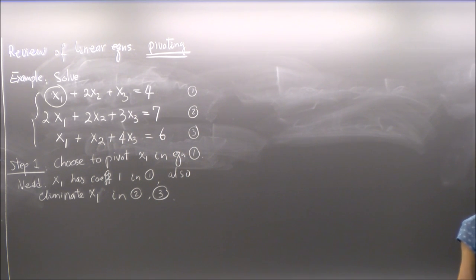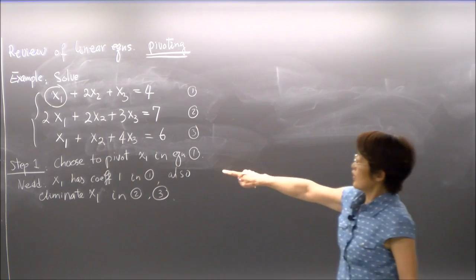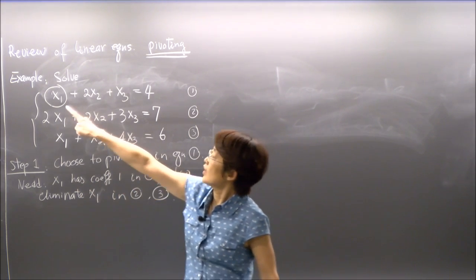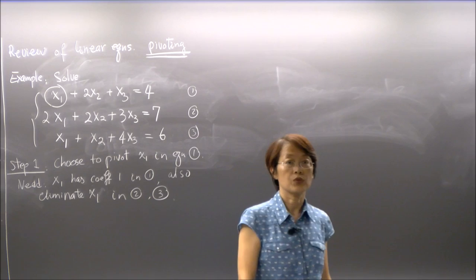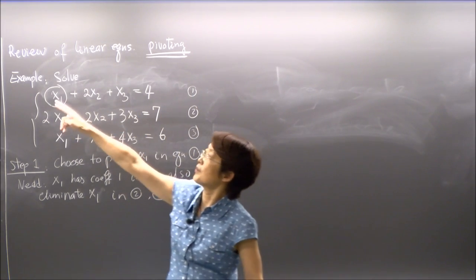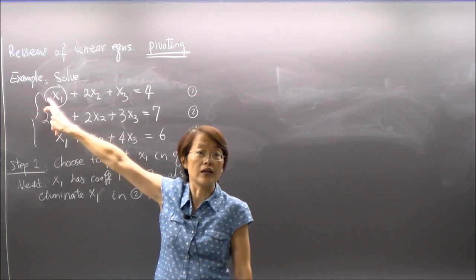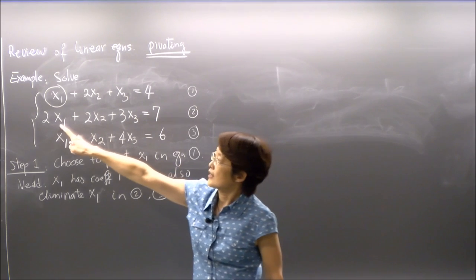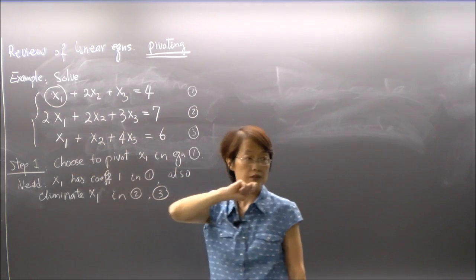Is that familiar? We've done this in 220, similar stuff. So what do you do? Okay, so first x1 has to have coefficient 1. Okay, it is already with coefficient 1, so that's okay. If not, I'll just multiply this equation by the reciprocal and make it 1. Is that right? Okay, now I need to eliminate this in the second equation and in the third equation.